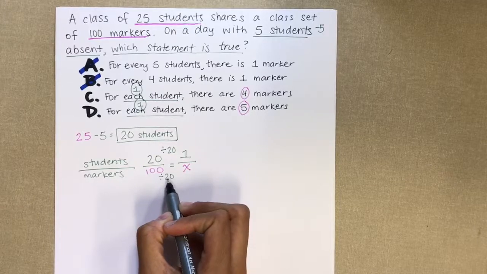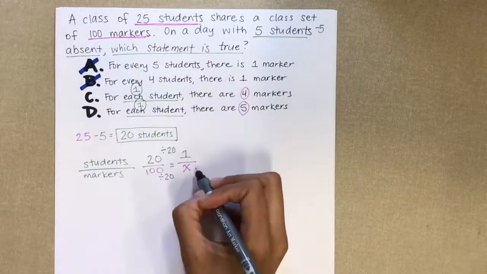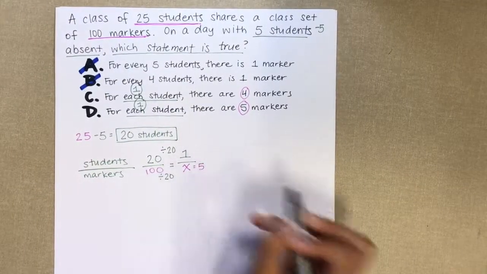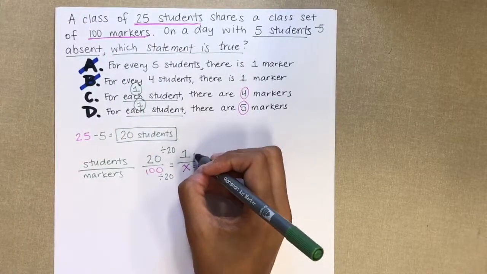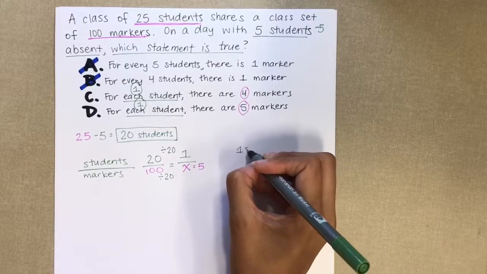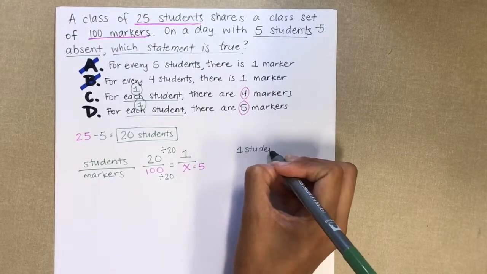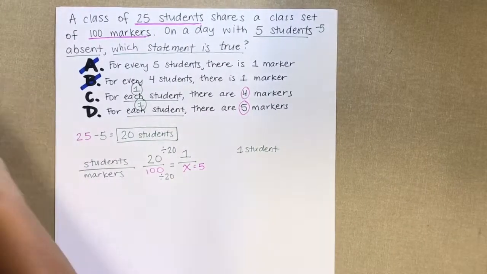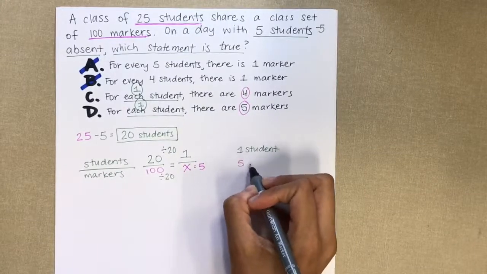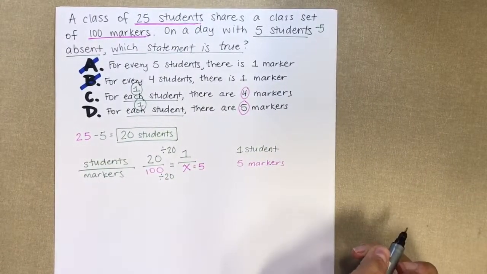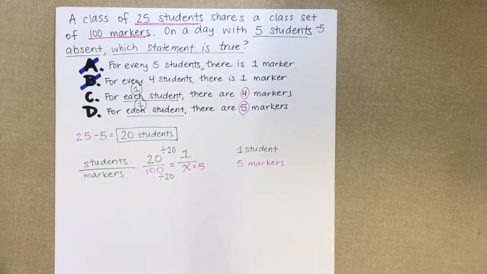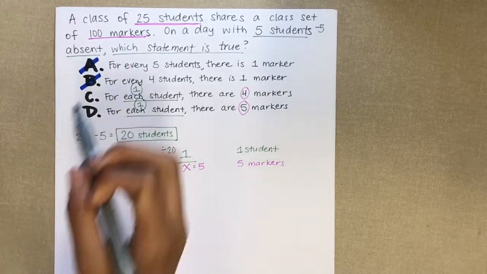100 divided by 20 is going to give me 5. So this means that for every 1 student, there are 5 markers, which means that the correct answer is D.